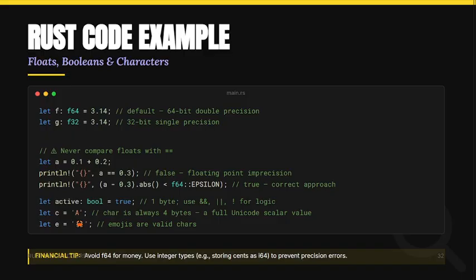The financial tip at the bottom says avoid f64 for money. Use integer types. Store cents as i64 to prevent precision errors. A smart contract that uses floats for balances is a broken smart contract.